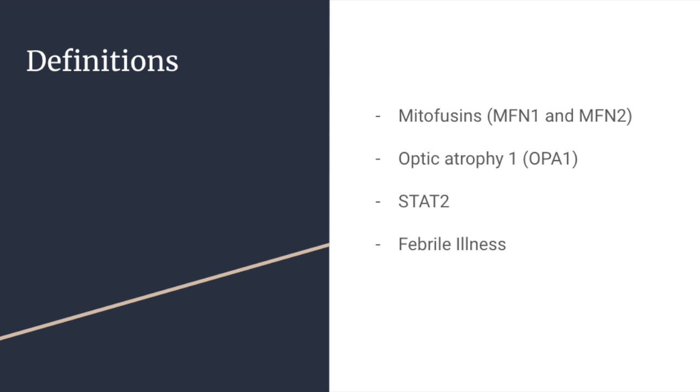Before we examine this article further, let's go over a couple of definitions. The first being mitofusins, MFN1 and MFN2. Mitofusin is the process in which mitochondria of healthy cells undergo fusion. The course of action occurs in 3 steps.